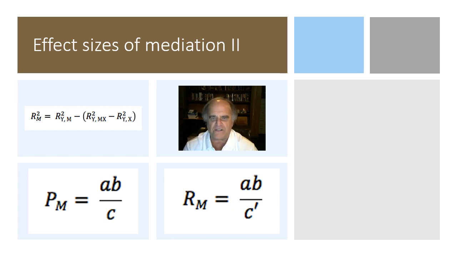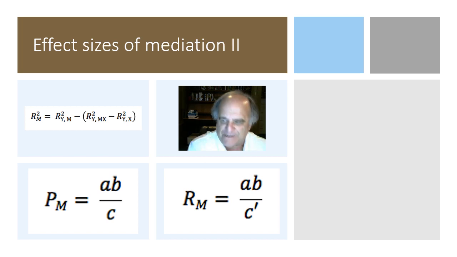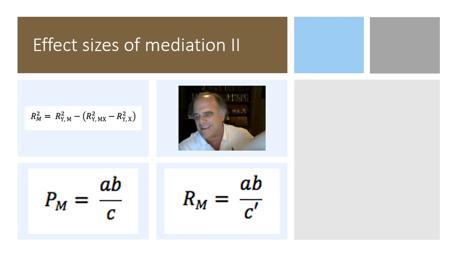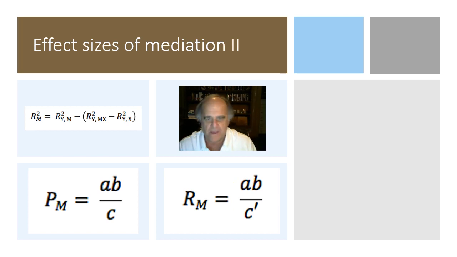We can then also calculate additional effect sizes. I don't know that these have names, and I'm looking at Field, treating it like a Bible for statistics, to see if he gives them any names, and I don't see that he does. But we have what he calls P sub m, and P sub m is just AB divided by C.